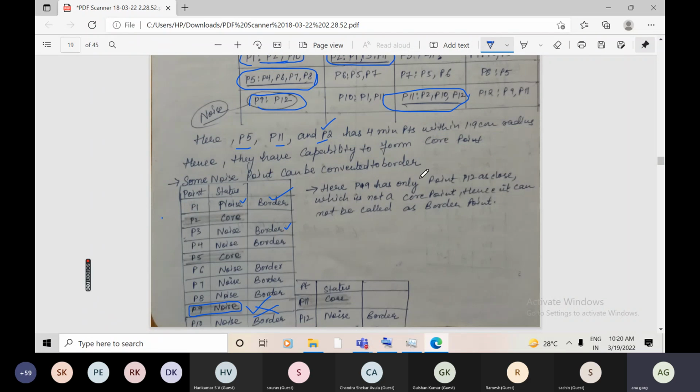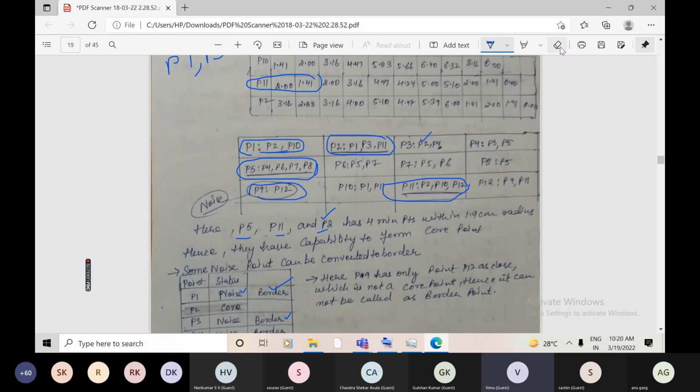This is important. Just a quick one: how is P2 a core point? It only has 3 points, right? No, you should include P2 also. Minimum 4 points in that particular cluster. Got it. Thanks.